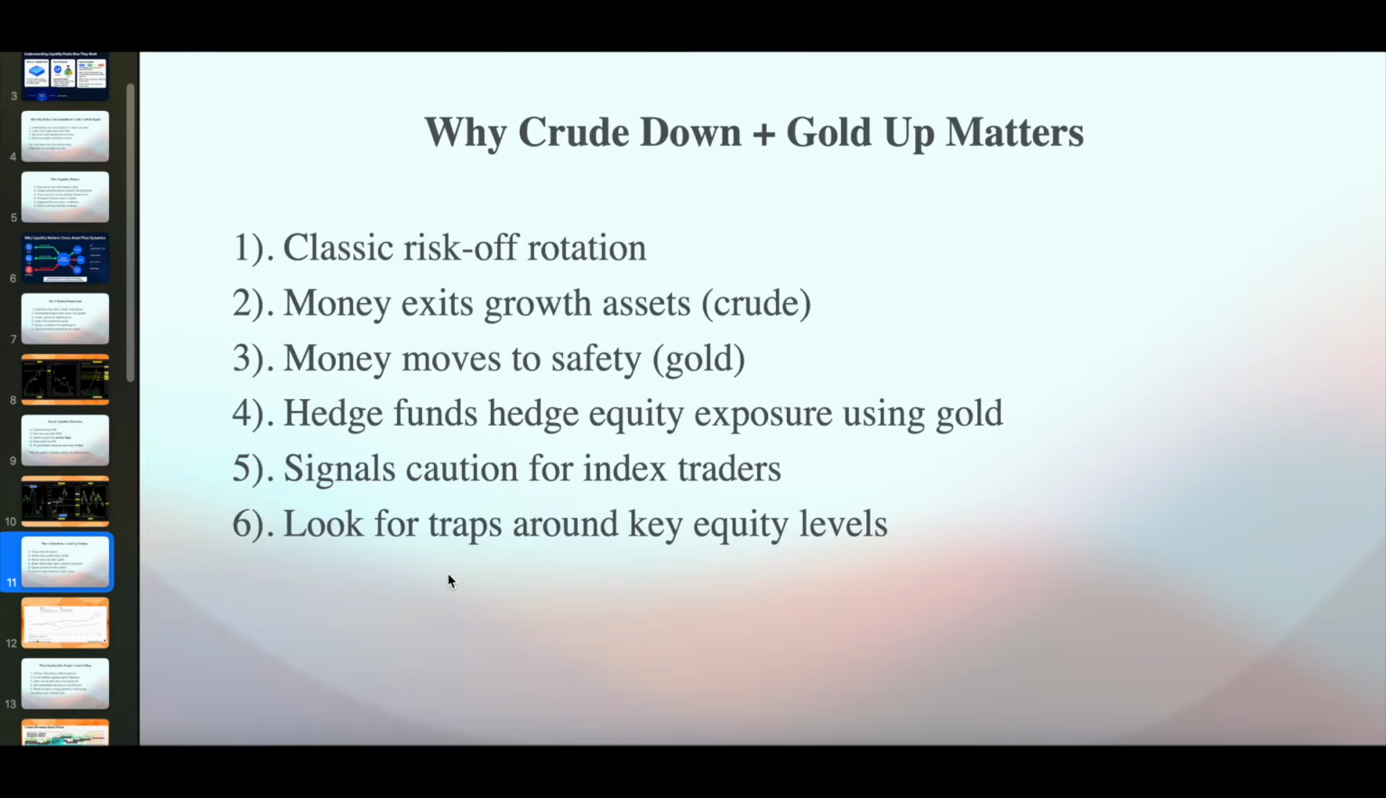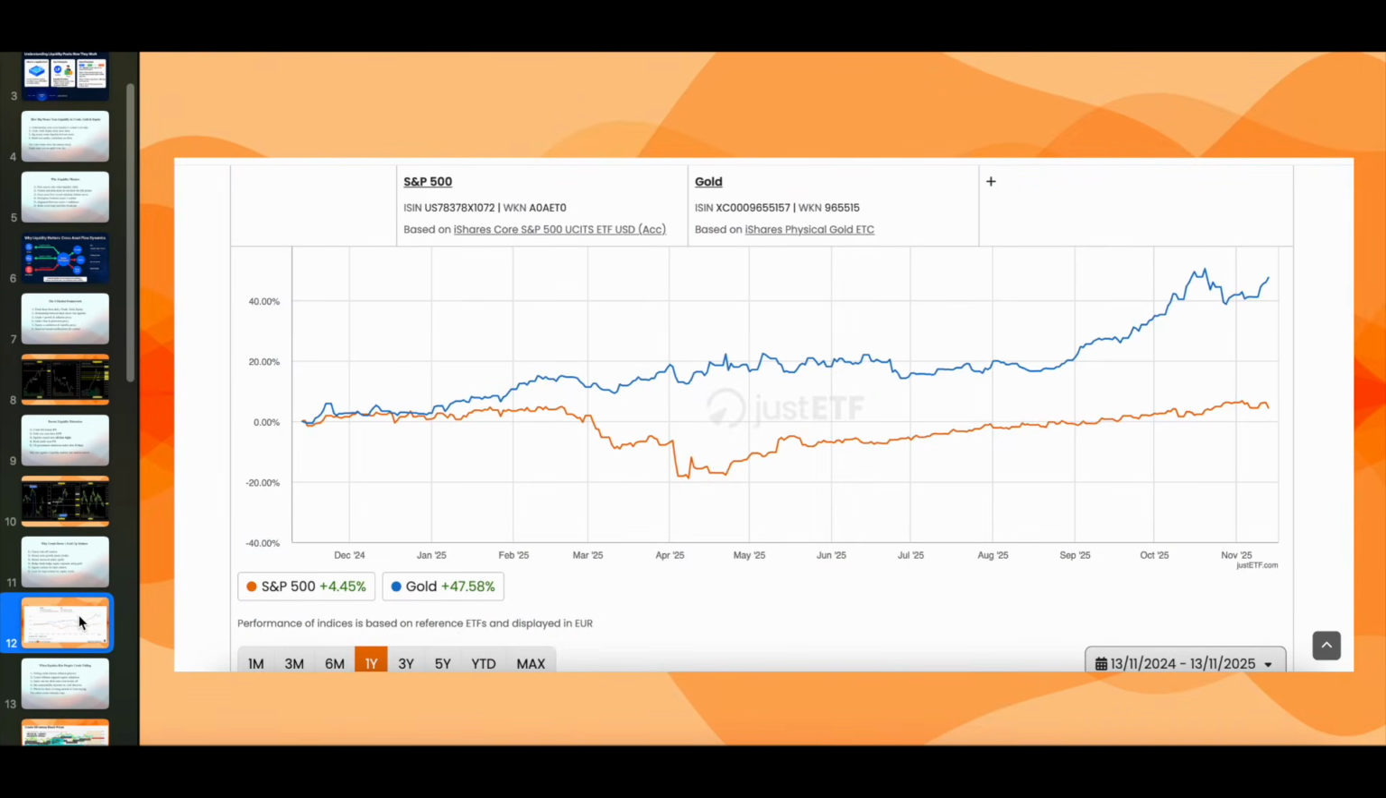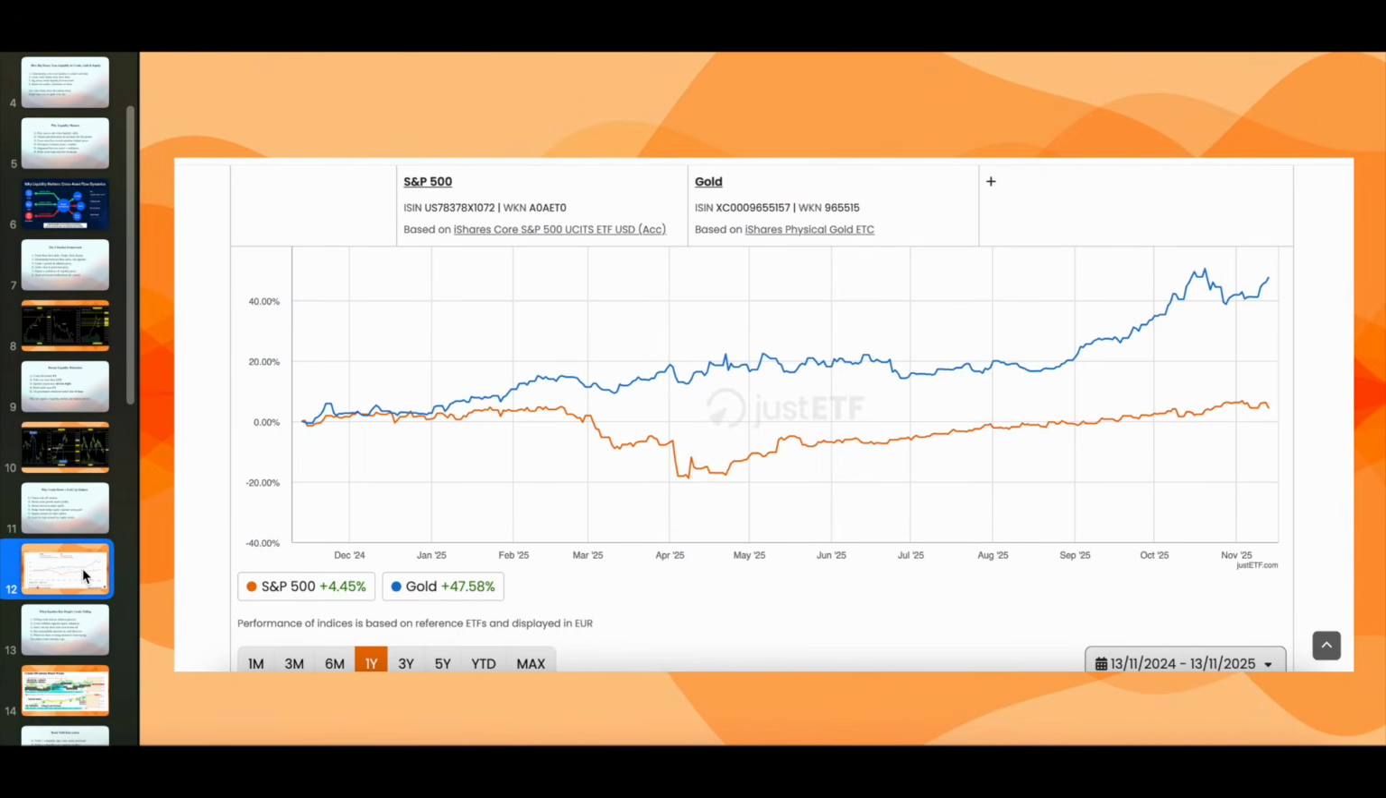Okay, so look for traps around the key equity levels, which I call the auction levels. In September 24 I shared almost 25 to 30 scripts of auction levels, and it worked like magic. Some scripts working above it are trending. Those scripts that fell below it never reclaimed those levels. And this is a chart where we can see some correlation between the SPX and the gold, how much they move and how much return in the last 1 year, from 11/24 to 11/25.